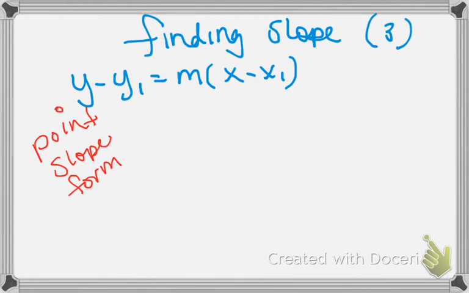Okay, I wanted to show you one more video on finding a slope. Sometimes they'll leave it in what is called the point slope form. The way it's called the point slope form, if you notice, you have an x1 and a y1. There are your points. The m represents, of course, your slope. Hence the name point slope form.